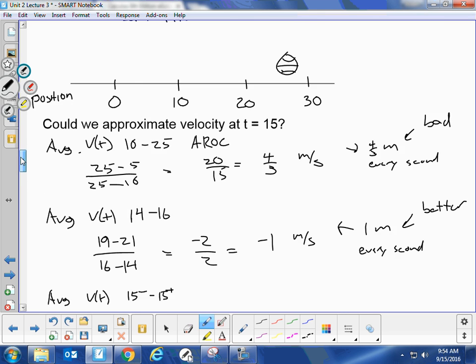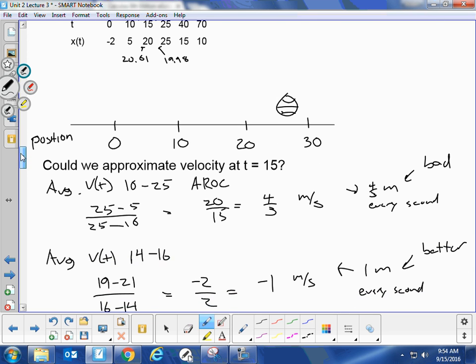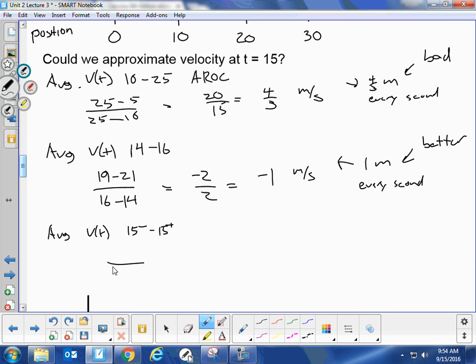If I'm talking about just what's going on at 15, if I just tried 15, I would have 20 minus 20 over 15 minus 15. That's 0 over 0. Well, that's a location of a hole, right? That's bad. I can't calculate what's going on right at 15 if I'm just looking at 15. But I can calculate what's going on right at 15 if I look just to the left and just to the right, because we know that we're not going to have 0. We're going to have something infinitely close to 0. So this was 19.98 and 20.01.